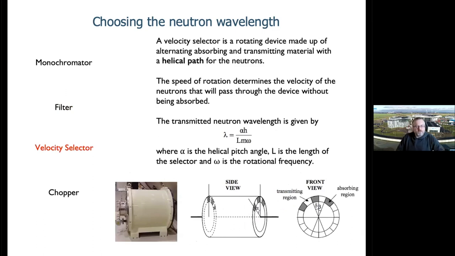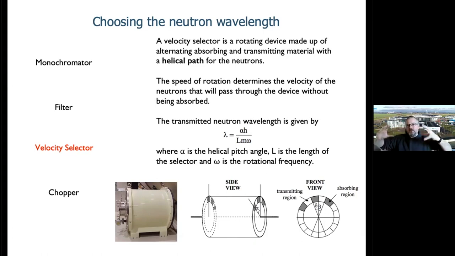The most common way of choosing the neutron wavelength for an experiment on a continuous beam source, like a reactor SANS instrument, is what's known as a velocity selector. This is a rotating device that's either made up of blades around a drum or a series of disks stacked together. It's made of absorbing materials with gaps in, and the gaps are arranged helically around a cylinder.